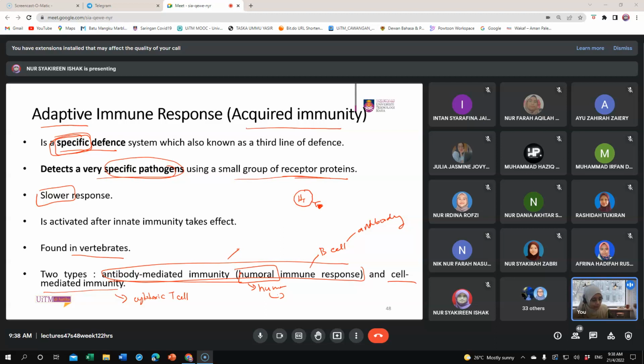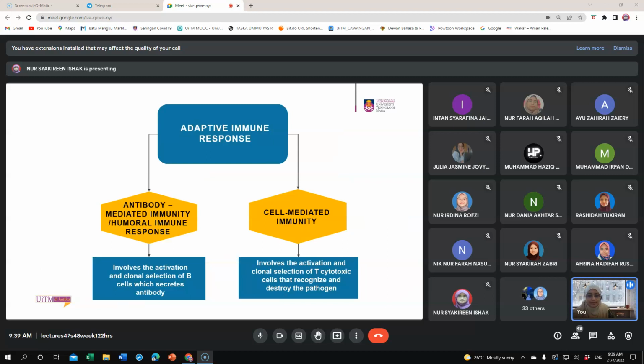Okay, anyhow, these two, antibody-mediated immunity and also cell-mediated immune response, require the formation of APC and also the binding of helper T cell ataupun tadi T helper cell, samalah kan. Guna yang barulah T helper cell. Okay, T dulu, helper cell. Okay. So adaptive immune response, the antibody-mediated immunity or the humoral immune response involves the activation and clonal selection of B cell which secretes antibody. Okay, antibody is produced and secreted by the B cell in the humoral immune response.